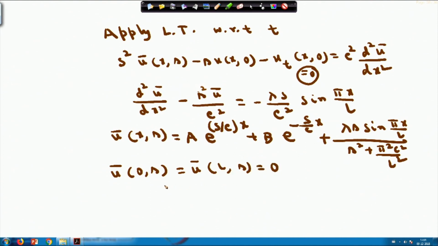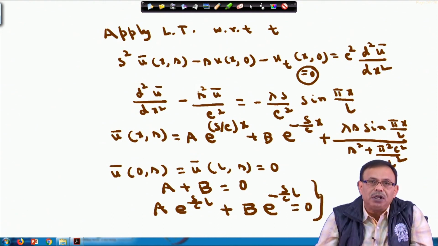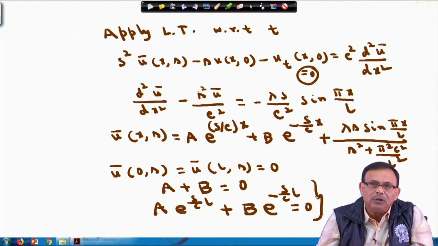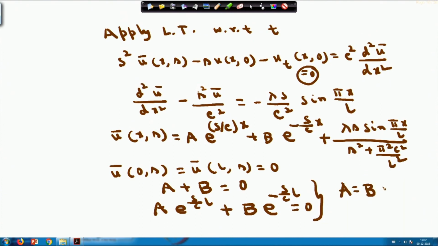So, if I use the boundary conditions, one I will obtain a plus b equals 0, and the other one I will obtain a e^(sL/c) plus b e^(-sL/c) equals 0. This is a homogeneous equation, like the previous problem, and it will have only the trivial solution. So you will get a equals b equals 0.